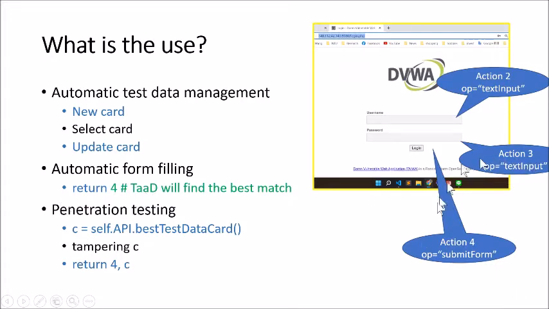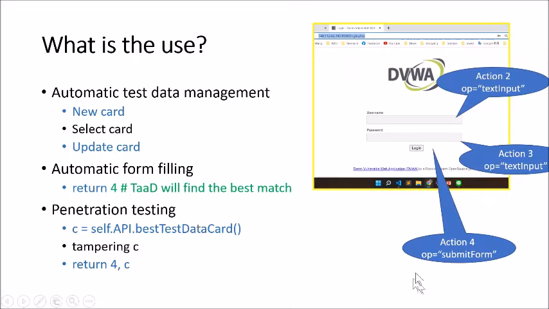For example, here, if in your TRG, in the get test input method, you return number 4, that means that you want TaaD to help you execute this login button, and that's the action number 4. Then, in this case, since there is no argument following this action index, TaaD will find the best match test data card and then automatically fill the test data for you.